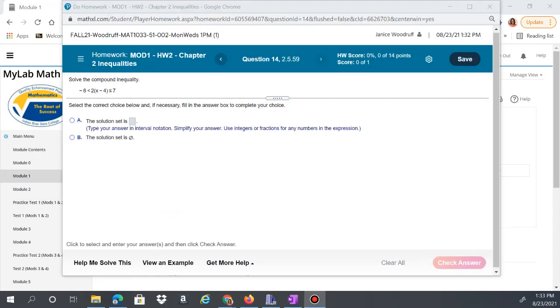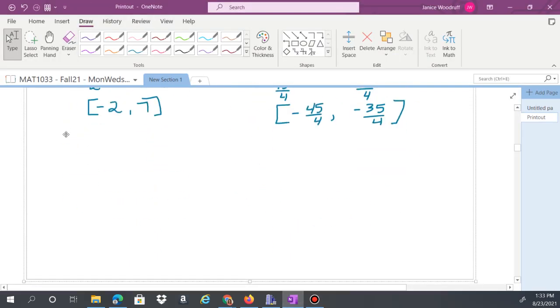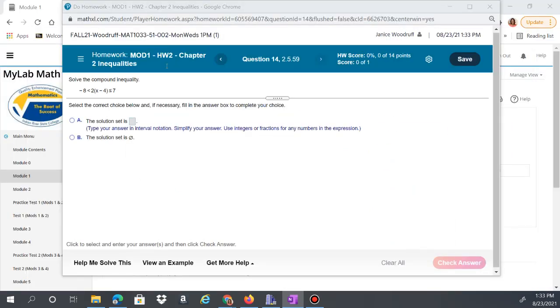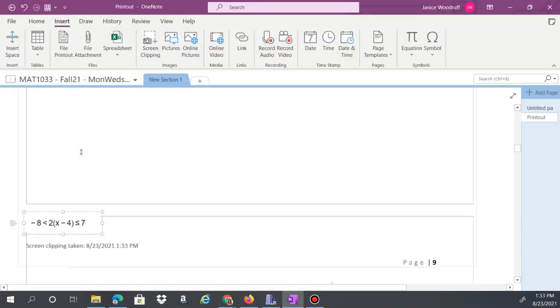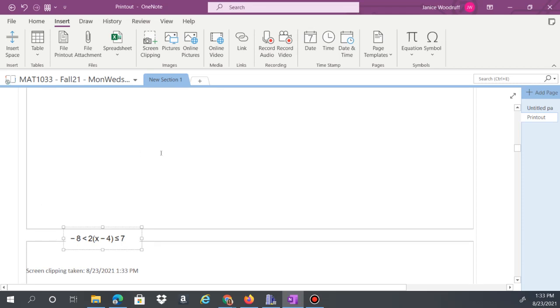Okay, so we have this problem here, and I'm just going to go ahead and get a screenshot of it. I'm going to see it from right there, and I'm going to work it above it. Okay, so just write this down. All right, we have -8 less than 2 parentheses x minus 4 is less than or equal to 7.